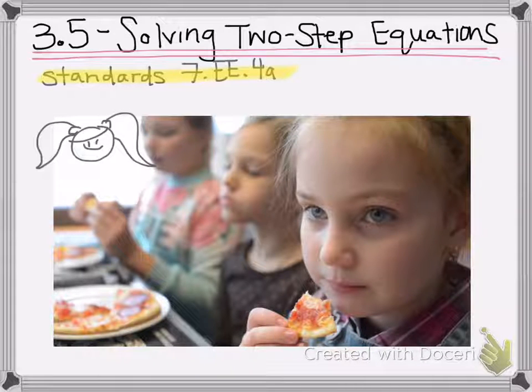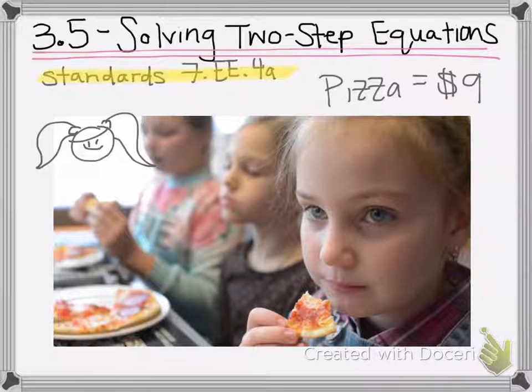Okay, so there's four friends. They share a pizza. And how much did the pizza cost? Pizza, it said, cost $9. Okay, and they each got a drink, a large beverage, and we don't know how much that cost. So she got a drink, she got a drink, she got a drink, and she got a drink.